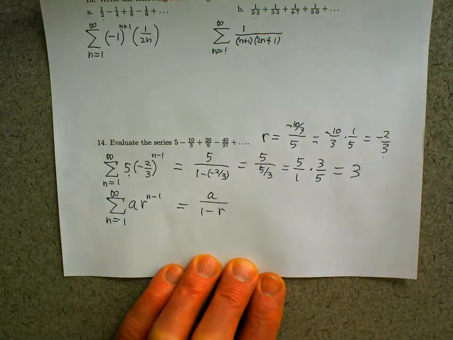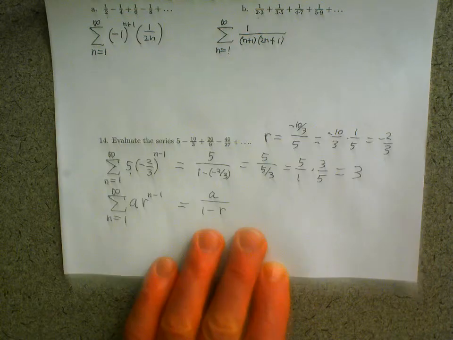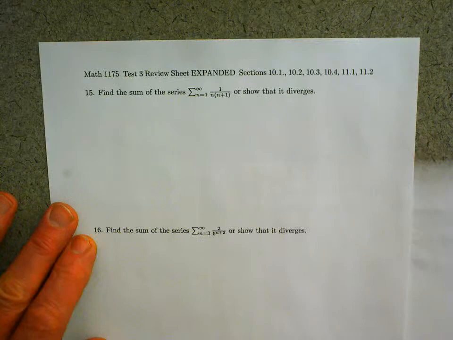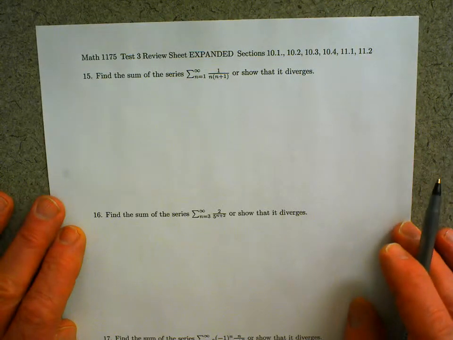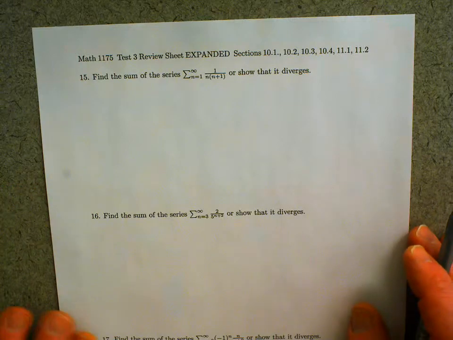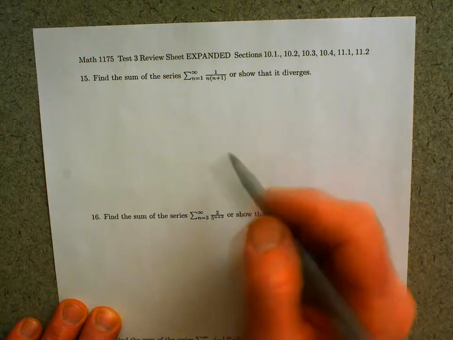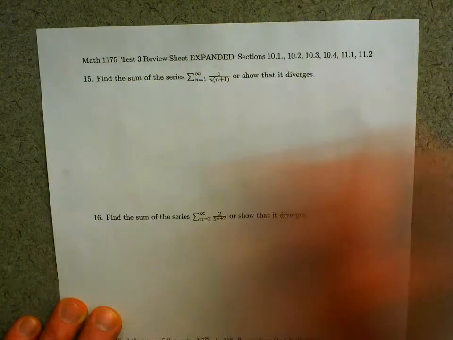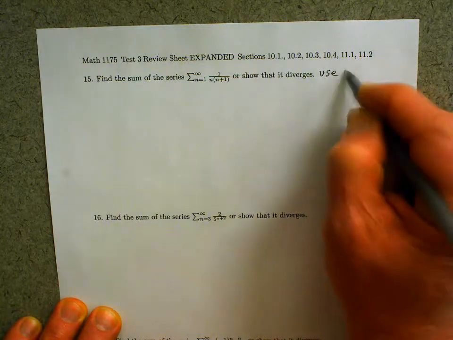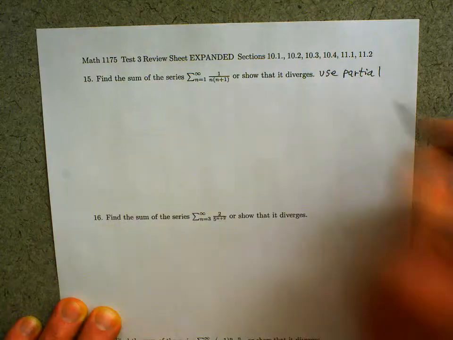Okay, in the next example, find the sum of the series. The terms are 1 over n times n plus 1. So we'll use partial fractions on this one. And we'll see if we have a telescoping sum.